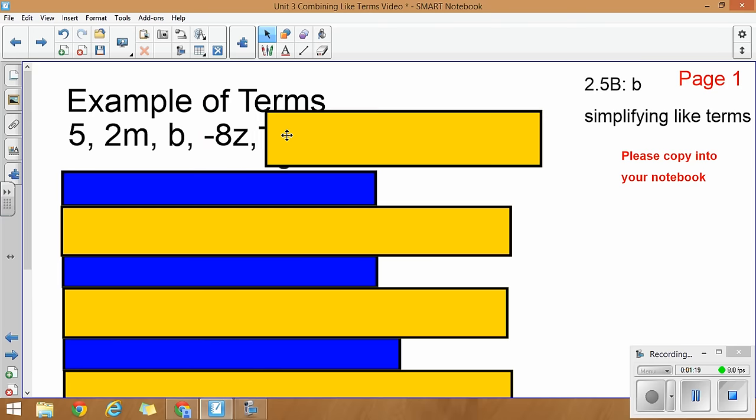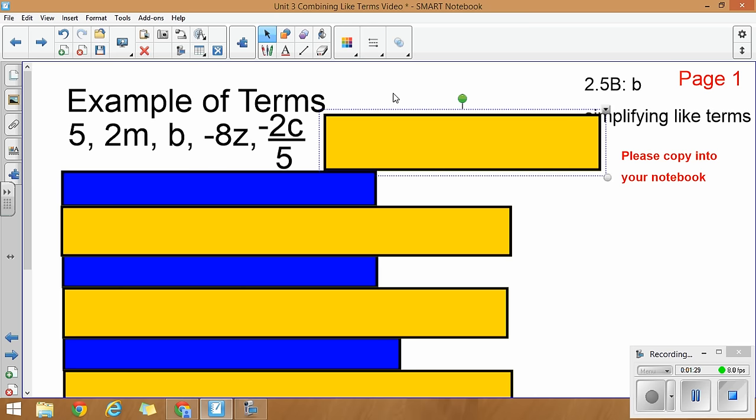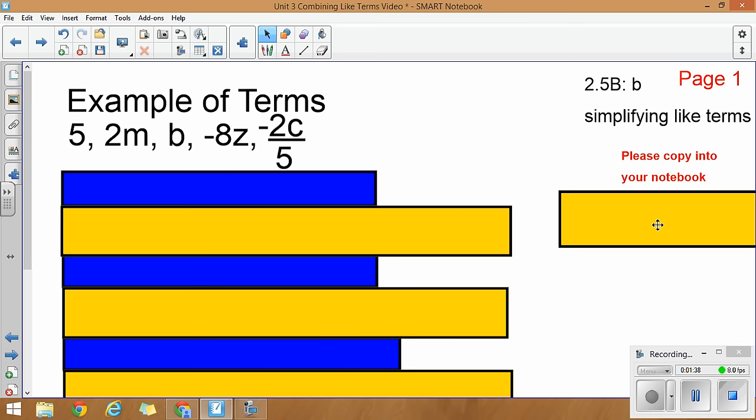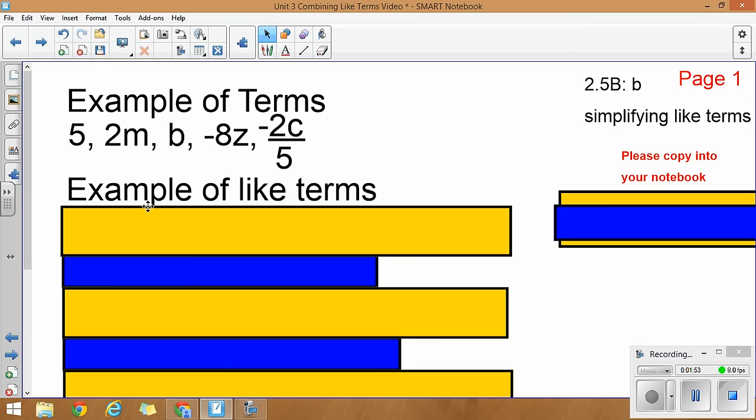Another example of a term is negative 8 times some number z. And finally, the last example is negative 2 times some number c, and then divide that whole thing by 5. Okay, so these are all examples of terms. And just like the previous video, pause this along the way anywhere you need so you can write your notes down and proceed forward. Okay, next we're going to do examples of like terms.